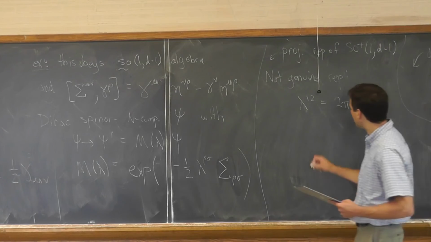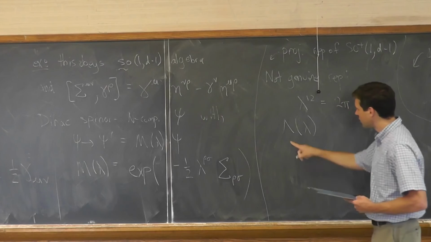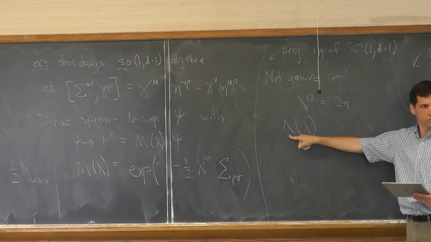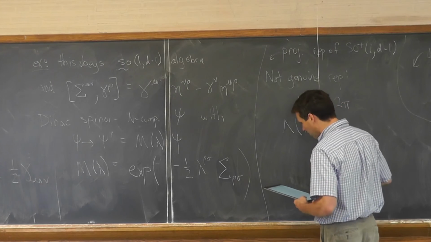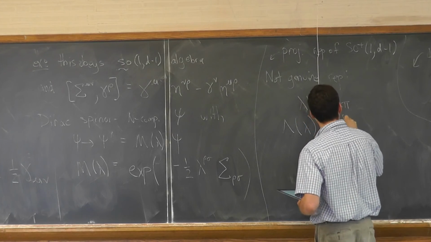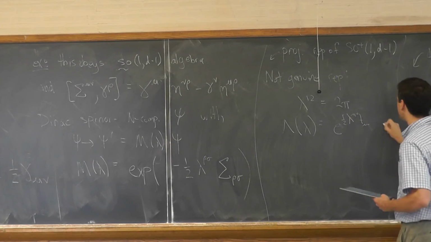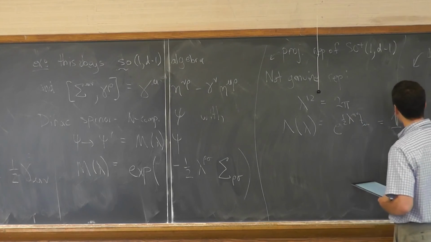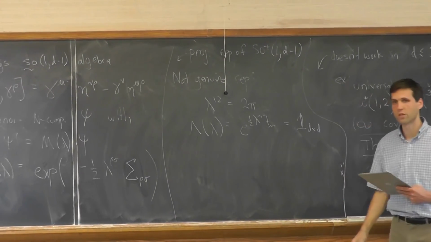And if you find the Lorentz matrix associated to that, so remember that's this e to the half lambda mu nu t mu nu, that Lorentz matrix is just the identity, because it's a rotation by 2 pi.